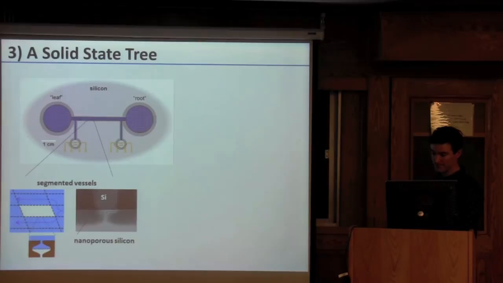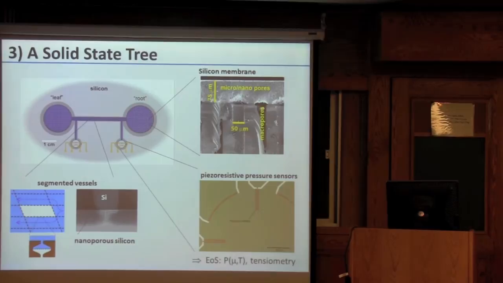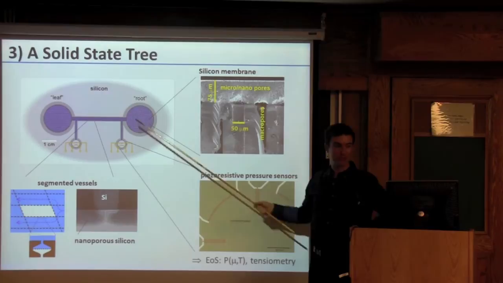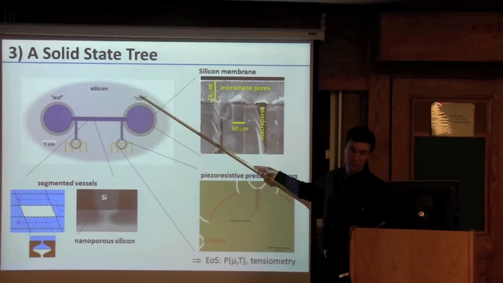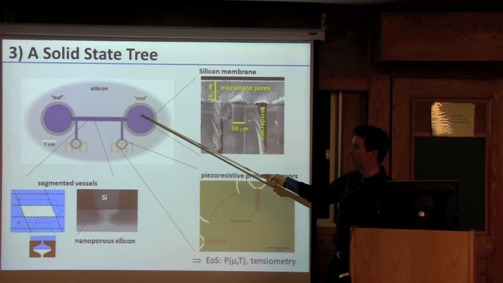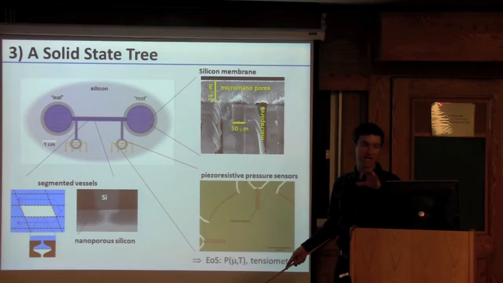Okay, so I'm going to finish with our synthetic models of plants. Some simple structure like this we call a tree. It's got two zones where it can exchange with the outside world. A zone that is wetter we'll call the root, and a zone that's drier we'll call the leaf. And then we're moving this into silicon so that, for example, we can measure things quantitatively about the state of water in this system. And so we can start putting in architectural features like the segmented quality of xylem.